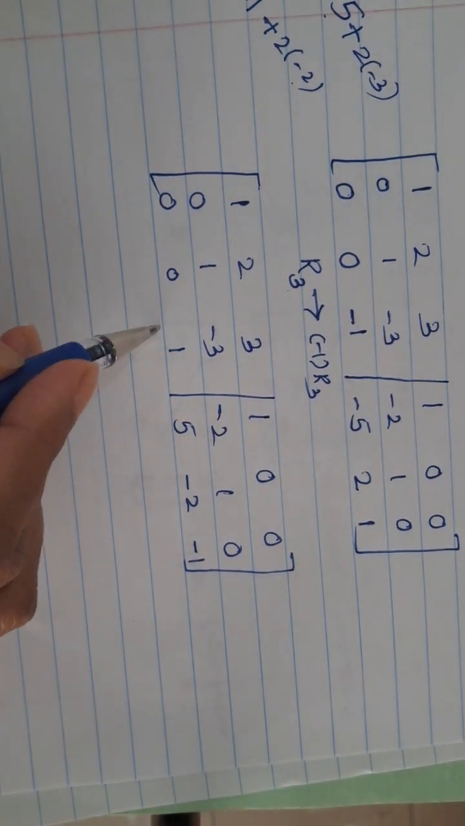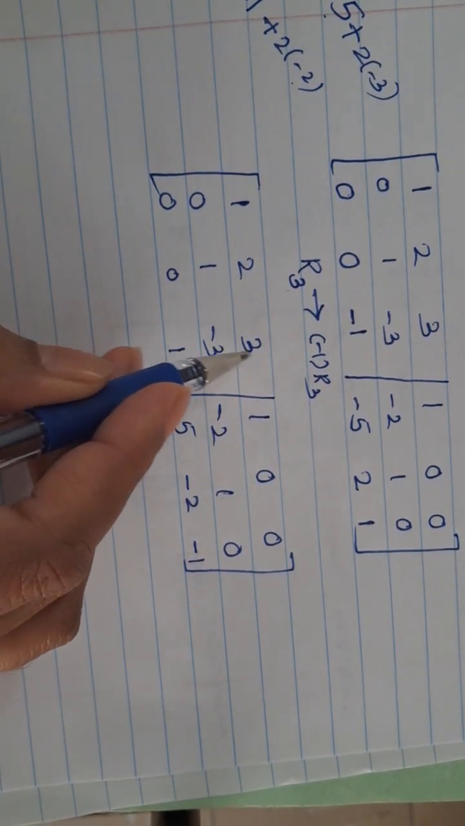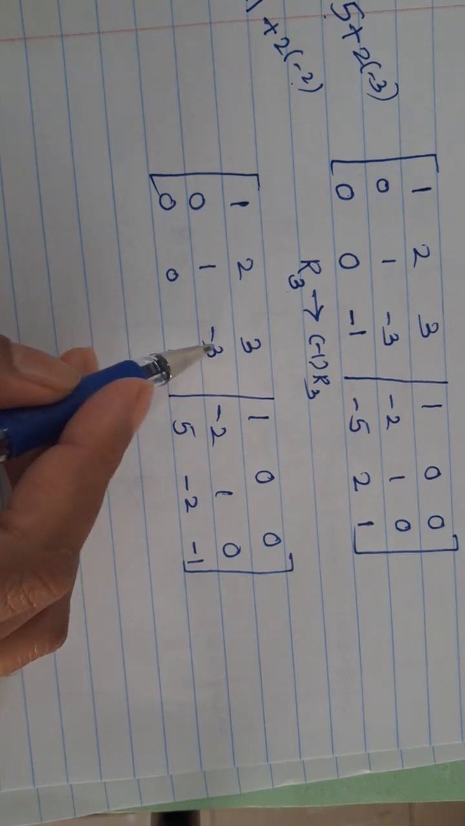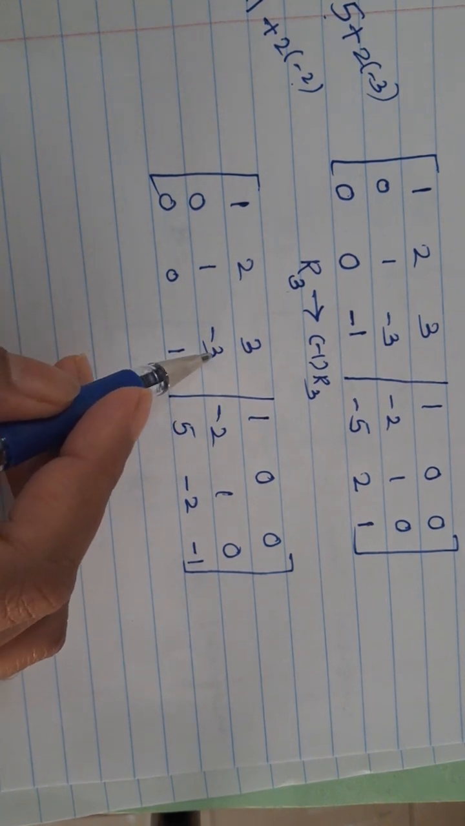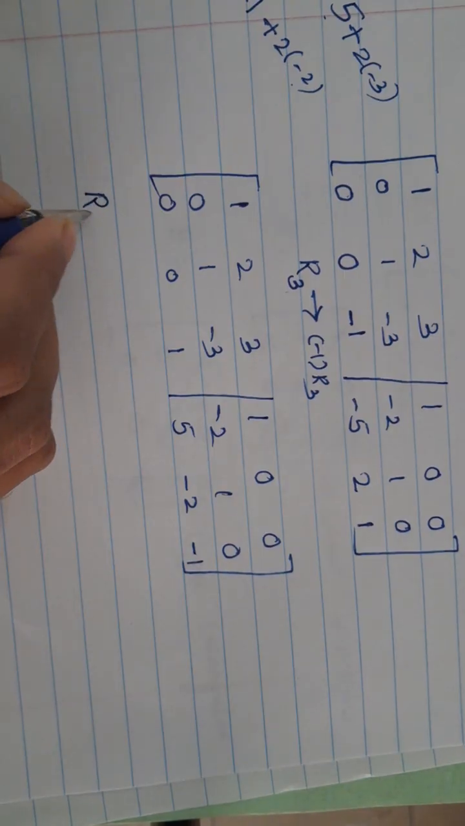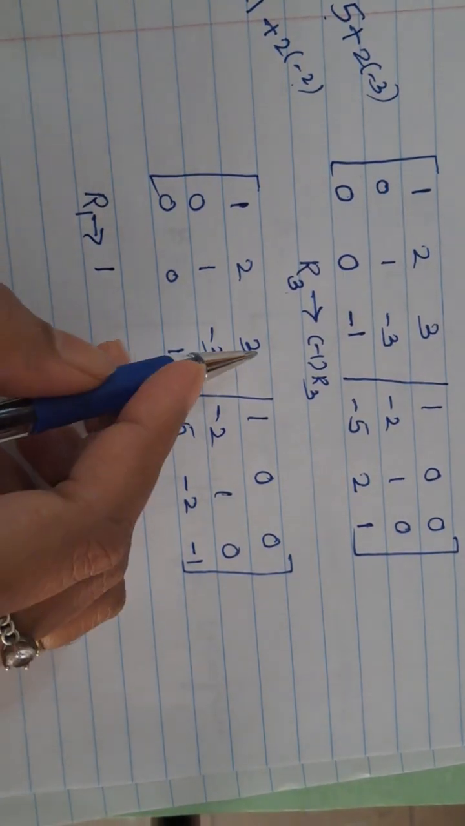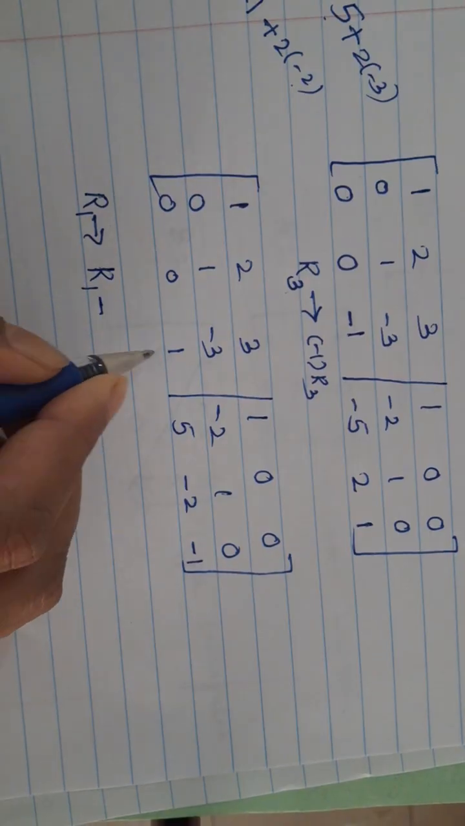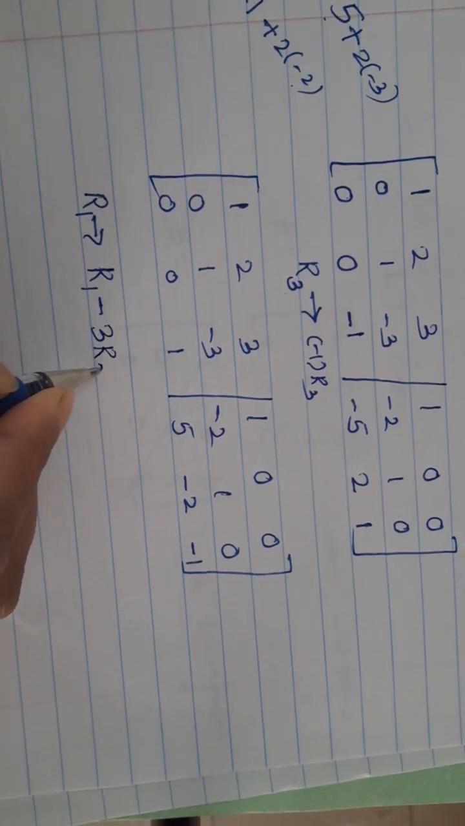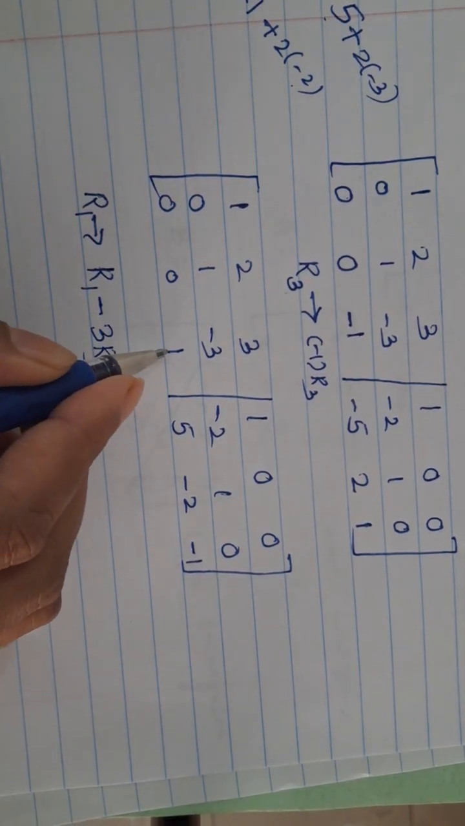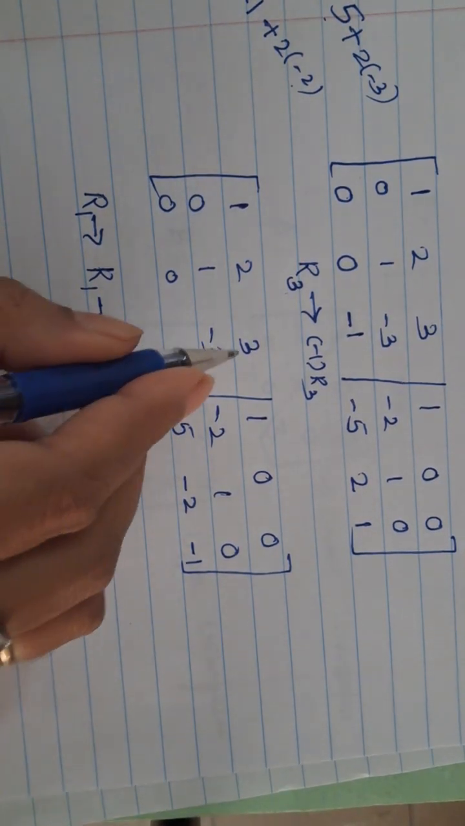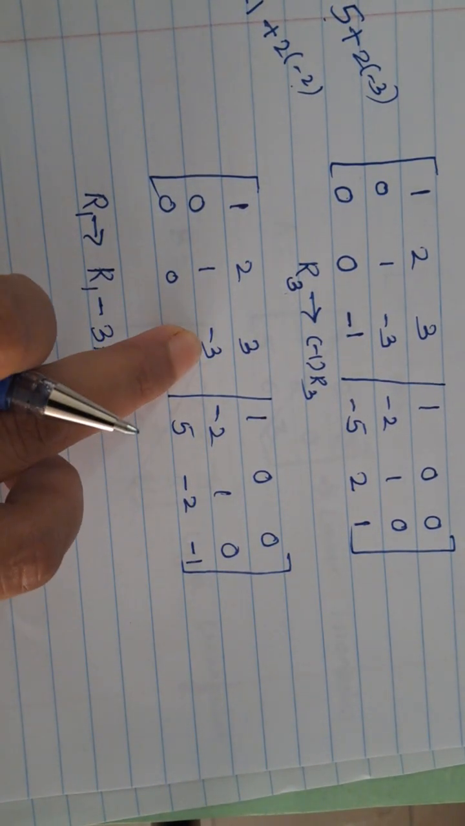I'll use R3 and I'll make these two elements 0. By using the R3, I'm going to make these two elements 0, that is R1 and R2. So therefore, R1 changes to this 3, here it is 1. So therefore, R1 minus 3 times of R3. Then by using this one, I can make this element 0 because already I have 3 here. So 3 minus 3 will give you 0. Similarly, here you have negative 3.